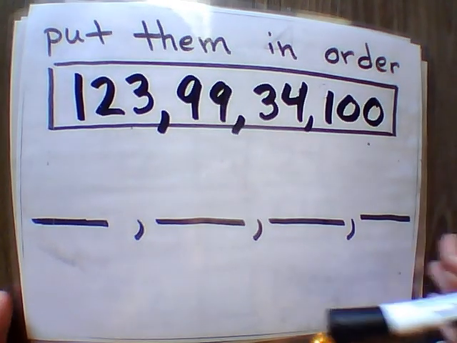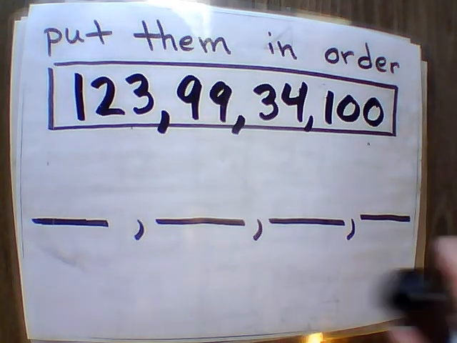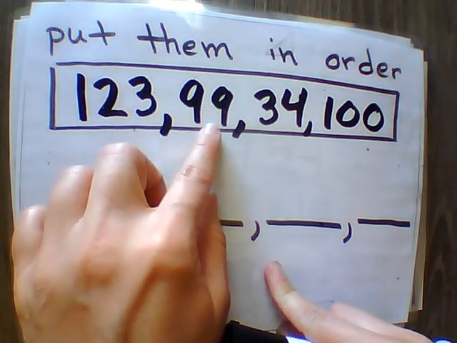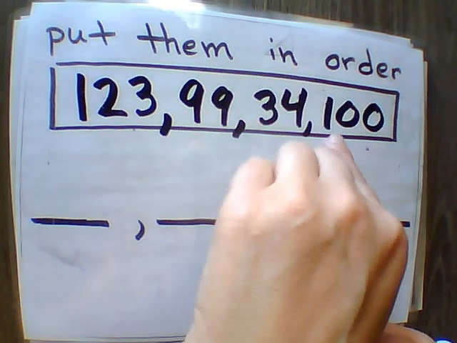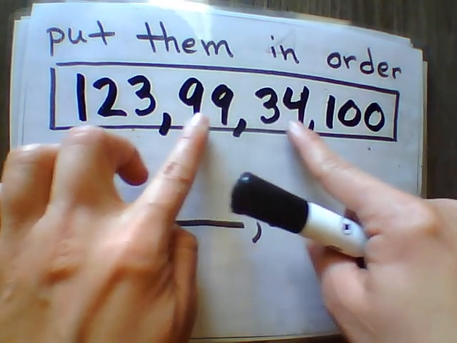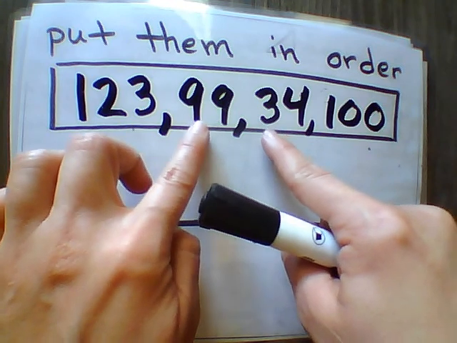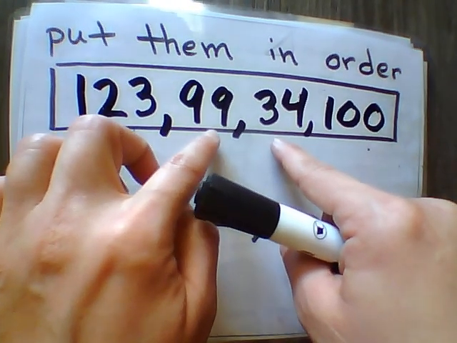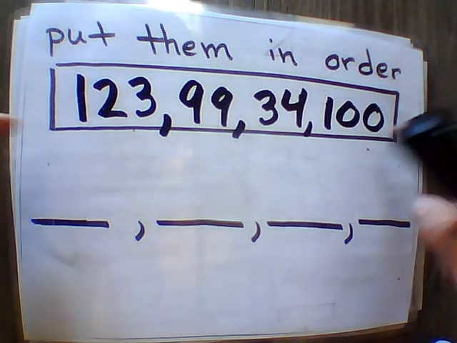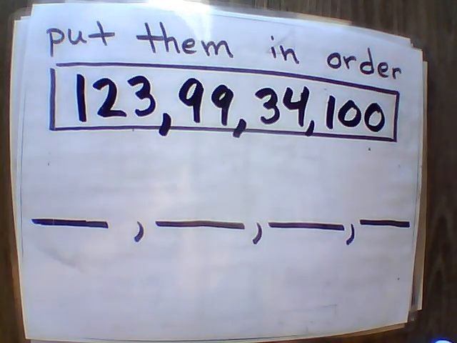Now we're moving on to put them in order. Notice that I did include larger numbers in the hundreds, so we have 123, 99, 34, and 100. Remember, the ones that have only the 10s and the 1s will be the smaller ones. So we're going to start there first before we go to our larger numbers. So pause the video and do that now. Go.